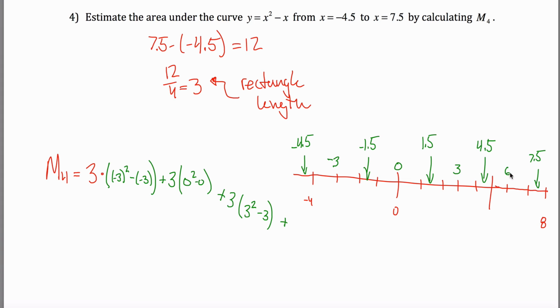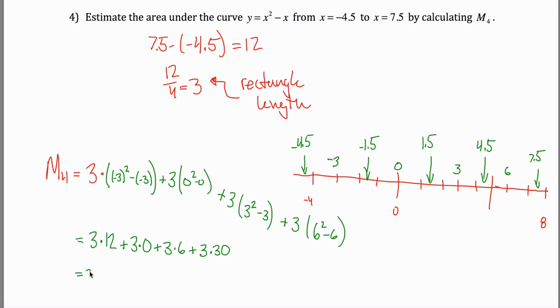And then my last rectangle, I'm going to use 6. So the length is still 3. But to figure out the height, I'll put 6 into this function, or this curve, and get this height. So when the dust settles, let's see, I got 3 times, this is 9 minus negative 3, that's 12. Plus 3 times, this is 0. Plus 3 times, this is 9 minus 3 is 6. Plus 3 times 36 minus 6 is 30.